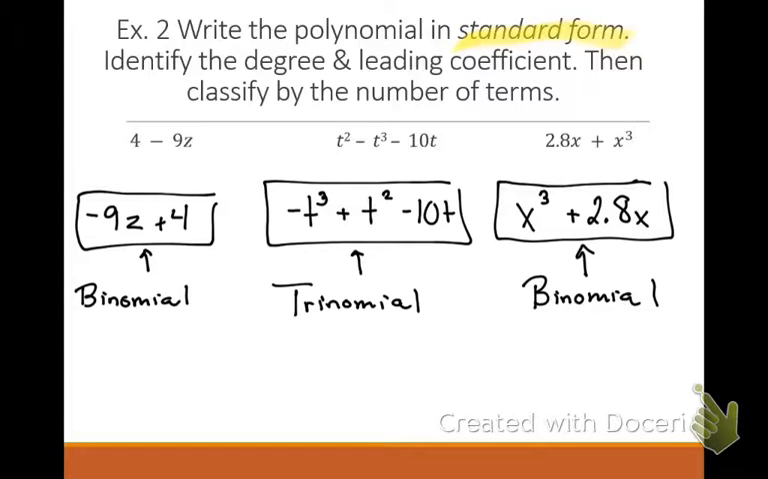Okay, now the last thing, it says identify the degree and the leading coefficient. Okay, so the degree is the largest exponent value in my terms that have variables. So what is the degree in the first expression? Negative 9z plus 4. What's my degree?